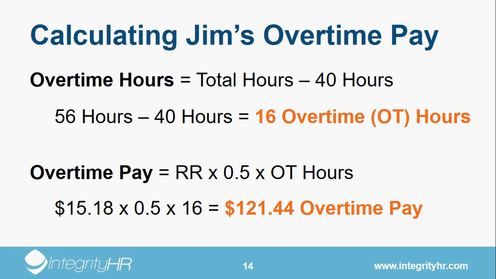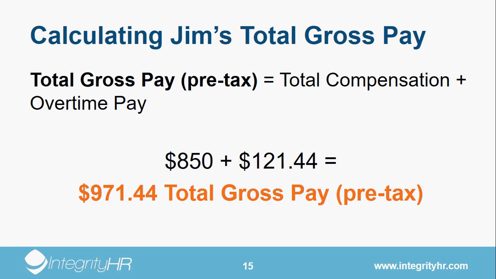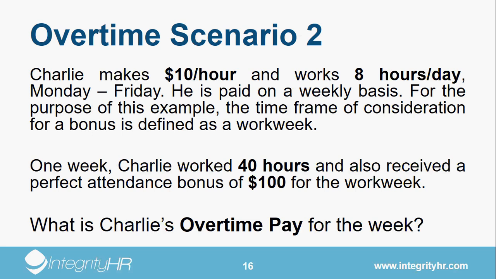Here we go. So we've got Charlie here. And Charlie works in manufacturing as well, and he makes $10 an hour, and he works 8 hours a day, Monday to Friday. He's paid on a weekly basis for the purpose of this example, and the time frame for consideration for a bonus is defined as the work week. So 1 week, Charlie worked 40 hours and also received a perfect attendance bonus of $100 for the work week. So, Karen, what would you say is Charlie's overtime pay for the week?